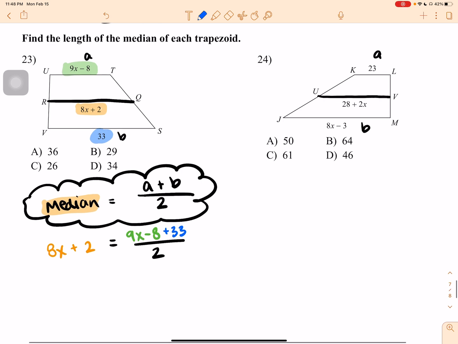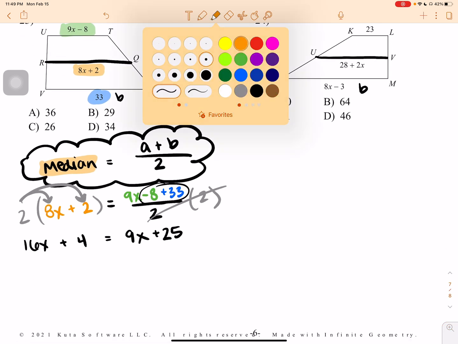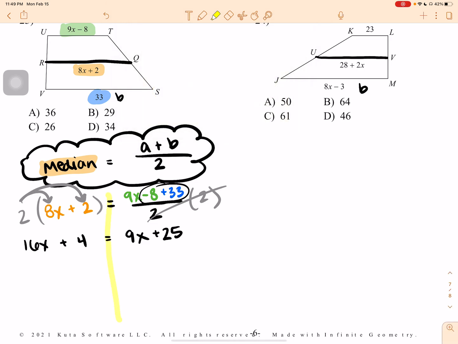Okay, so here I would first multiply both sides by 2 to get rid of that fraction. All right, so really what I should have written is this in parentheses times 2, because that 2 needs to be distributed if you're multiplying both sides by it. So now I'm going to have 16x plus 4 equals 9x, and then negative 8 plus 33, that's just a positive 25. So now this is way more manageable, right? Hopefully not as scary.